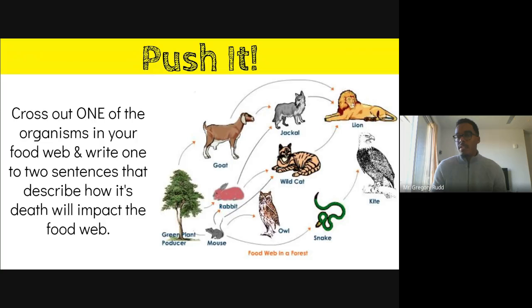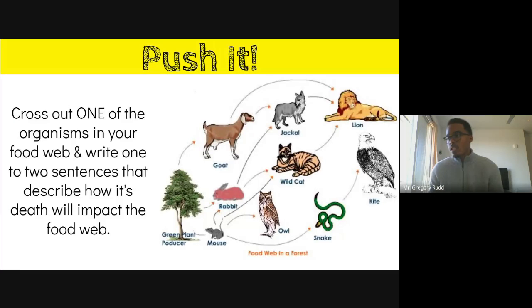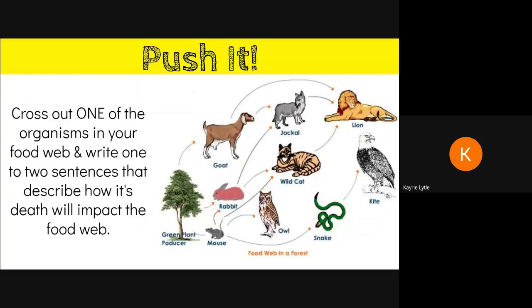Good. So, which organisms are you talking about specifically that need to find a new food source? The jackal and the wildcat. Good, the jackal and the wildcat. And if we take out all the rabbits, like you said, they're going to have to look for another source of food. Well, what else? The jackal's food source is the goat, but the goat's going to be decreasing because they eat the mouse. Excellent, Kyrie.